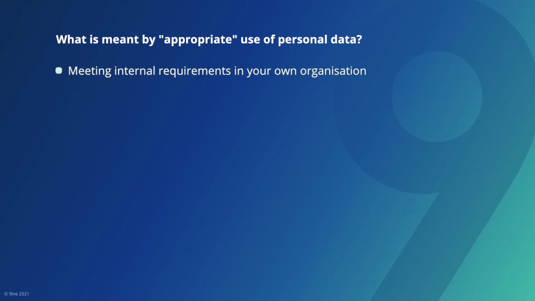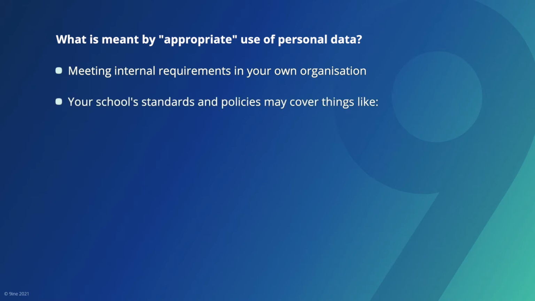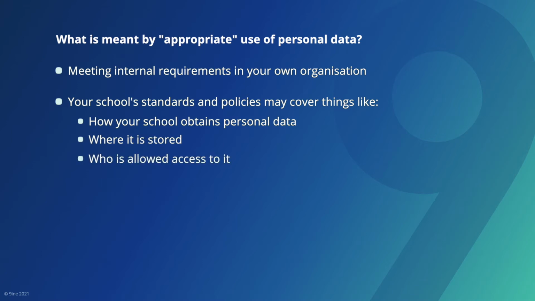In addition to ensuring that your school is processing data in a lawful manner, appropriateness also refers to satisfying your school's internal requirements, included in your own standards, policies, and procedures. These are often created to ensure that your school satisfies all legal requirements, but they can also go above and beyond what is legally required. This may cover things like how your school obtains personal data, where it is stored, and who is allowed access to it. The second priority of a data protection program is to ensure that processing meets the internal requirements of your organisation.